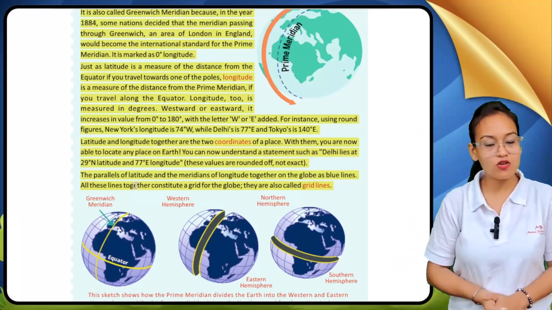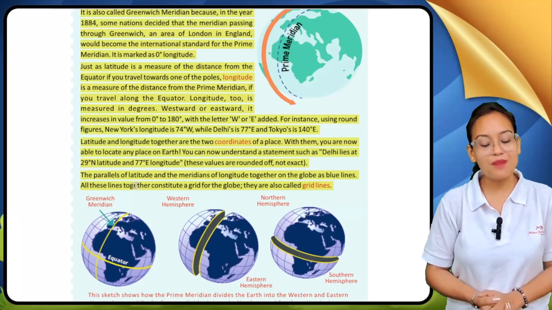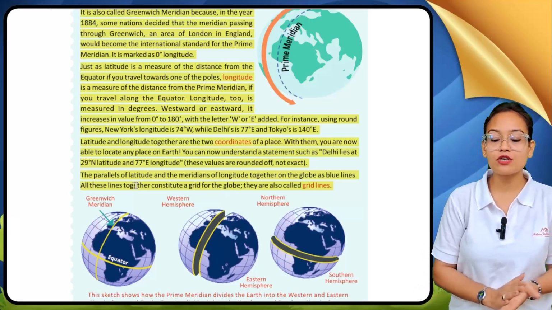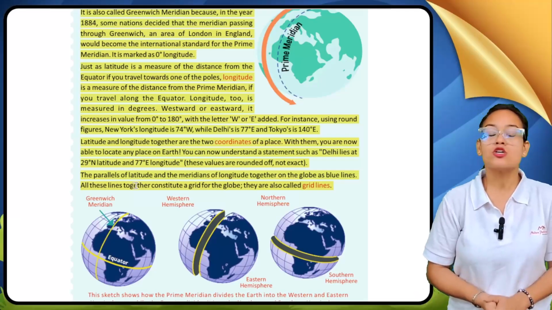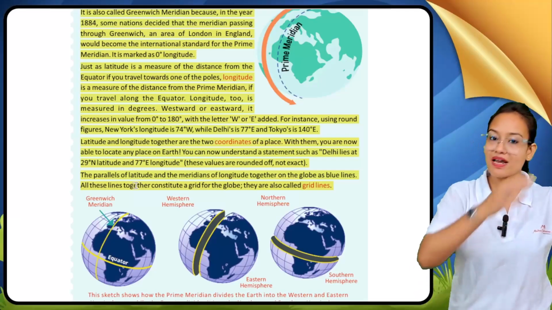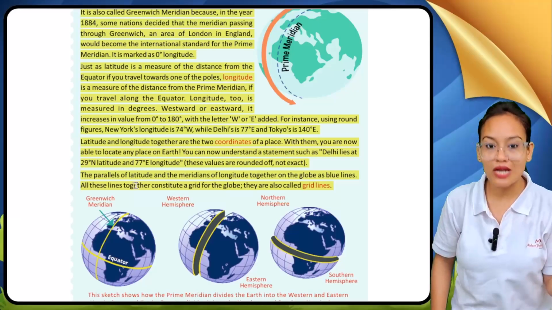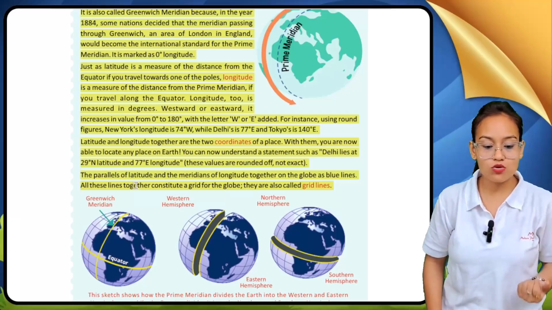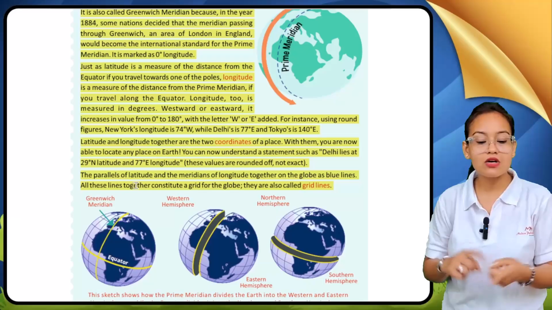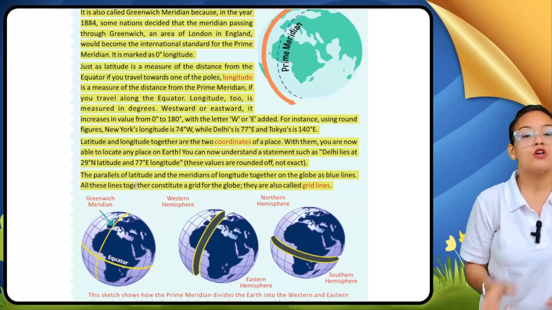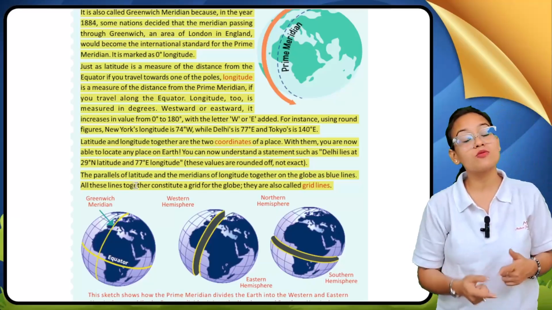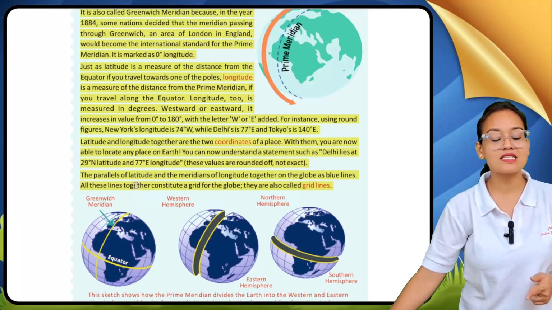Here comes another concept, grid lines. The parallels of latitude and the meridians of longitude are shown together on the globe as blue lines, which means shown in blue colored lines. These lines together constitute a grid for the globe. So these blue lines form the grid of our planet Earth, known as grid lines.